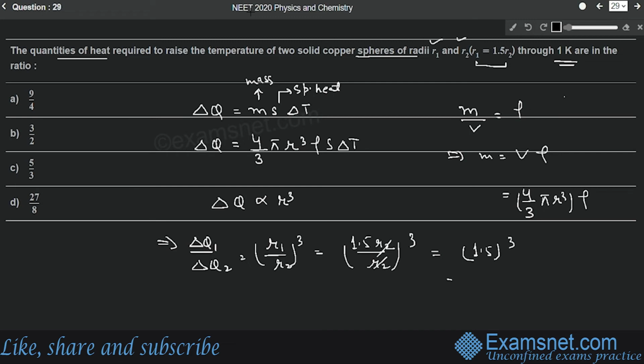So here we have to write the answer in fraction, right? Because all the options are given in fraction. So let's convert it into fraction. It will be equal to 15 divided by 10, that means 3 by 2 cube. So the cube of 3 will be 27 and the cube of 2 will be 8. So the correct answer will be 27 by 8. That means option D will be the correct answer.